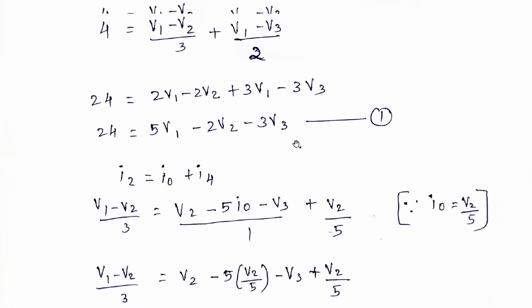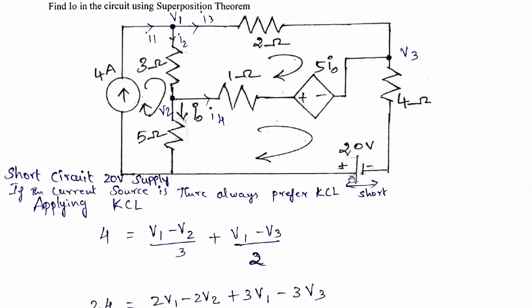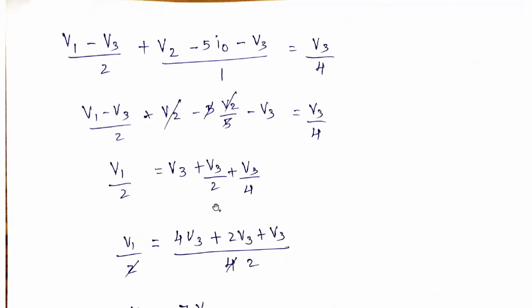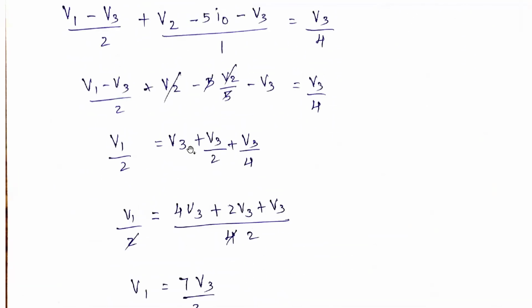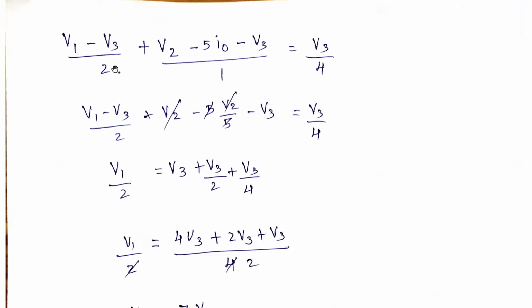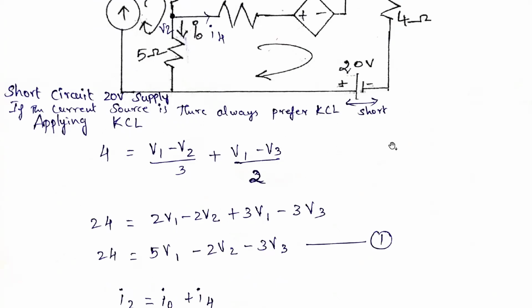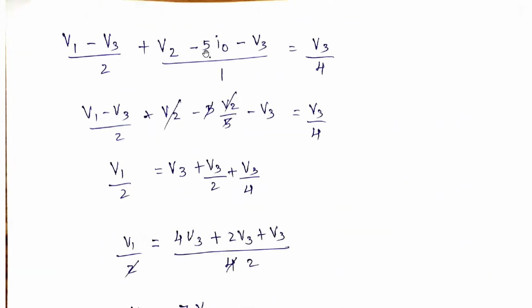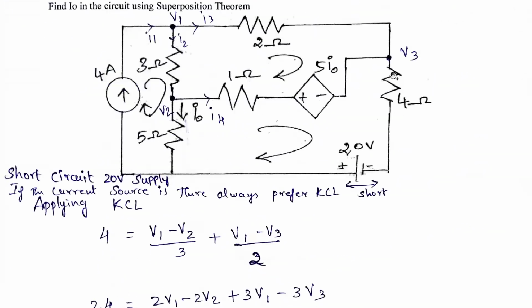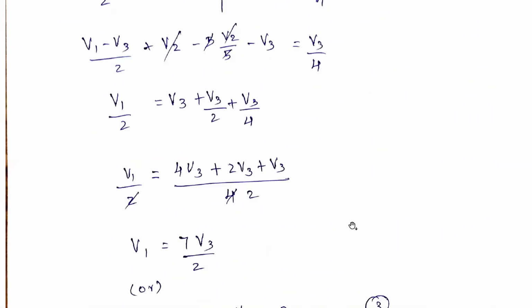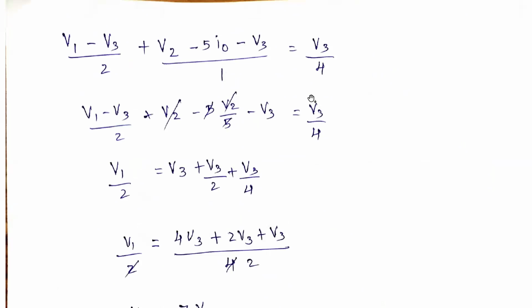Next, at node 3, we short circuit this particular 20 volts. At node 3 we have V1 minus V3 divided by 2, plus V2 minus 5 I naught minus V3 divided by 1, is equal to this particular part, which is V3 divided by 4. So that is equal to V3 divided by 4.